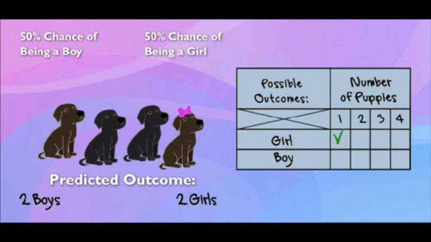It's a girl. 1 girl. How about these? 2 boys. Oh, yeah, you go, boys. That's 2 checks in the boys column. Come on, girl. Wow, it's another boy.